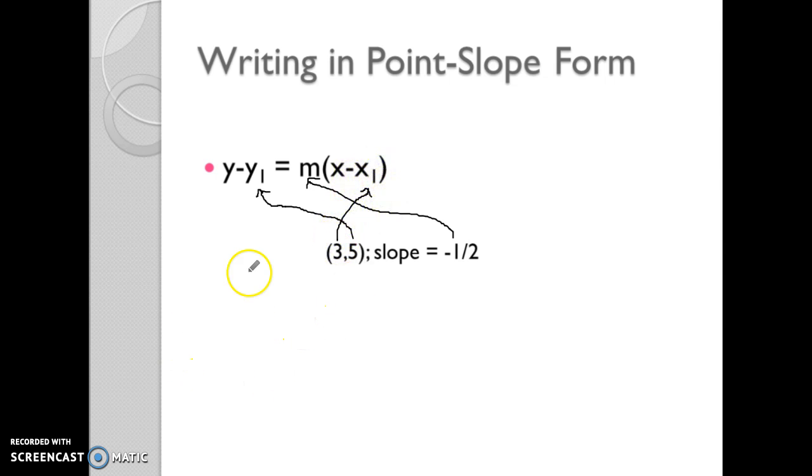So if we were to write this in point-slope form, we would have y minus our y coordinate, so 5, equal to m. M is our slope, so -1/2, times x minus our x coordinate, and our x coordinate is 3. So here this equation is written in point-slope form. We can see the point 3, 5, and the slope of -1/2. The other x and y just represent another point, any other point that might be on that line. But in terms of writing the equation, you're going to leave that x and that y as is, as those variables.